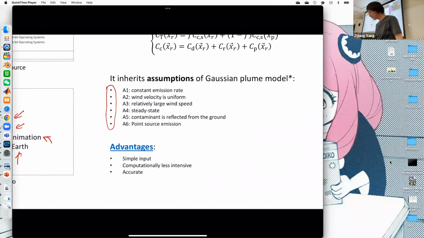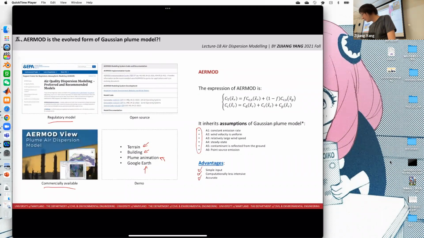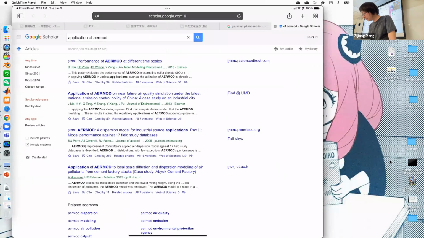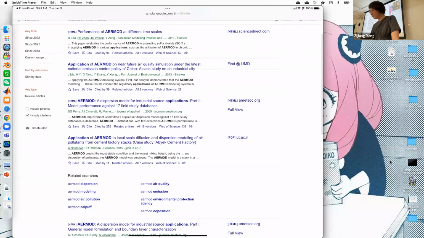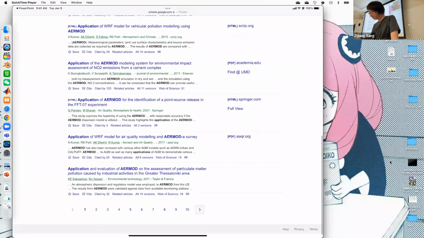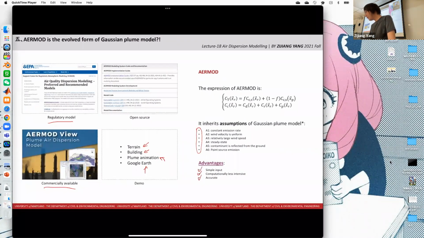And again, it is also relatively simple compared with some other dynamic models and computationally less intensive. And this is also considered accurate. And if we are looking for applications of air models, we can also find many research studies doing this. So this is also a widely applied model.